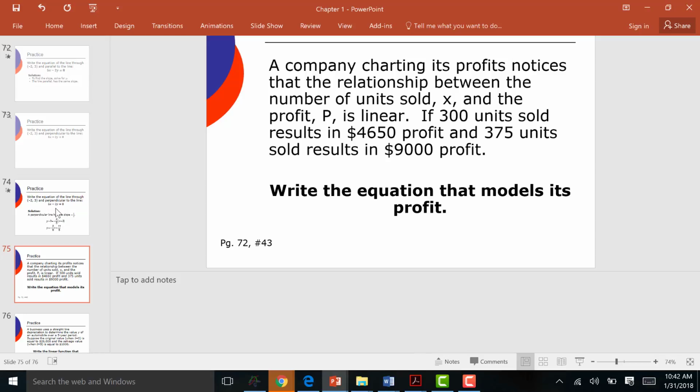Negative 4650 and the positive 4650 cancel on the left. You end up with y equals 58 times x minus, what is that? I'm trying to make sure I'm doing the math in my head. Is that 12,850? Somebody check my math. 12,750. 12,750? Did everybody get that? Yeah. Check it for me, is that right?